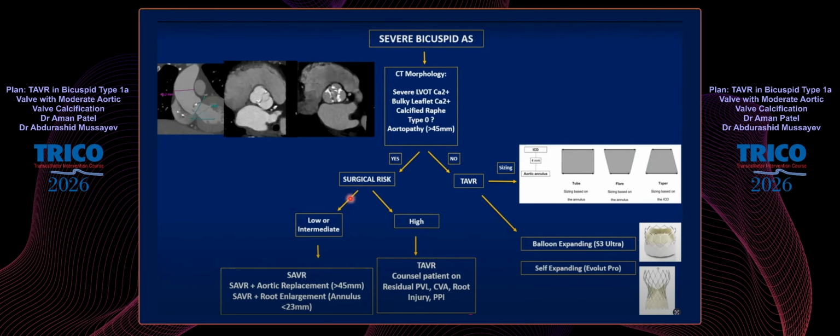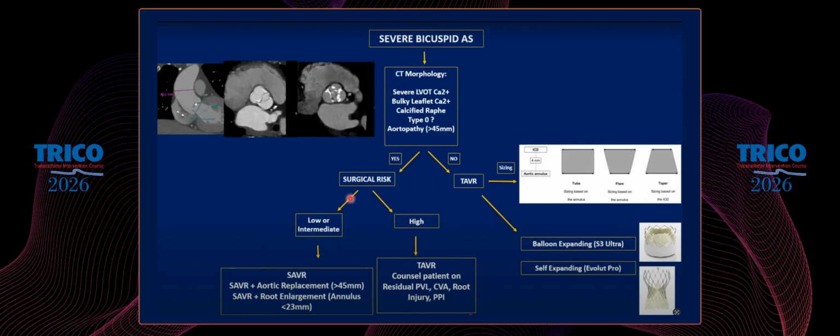So this is a simple flow chart, a very important take home point: when you have a bicuspid aortic valve patient, you get a CT scan done. You look at LVOT calcification, leaflet calcification, and raphe calcification. If there is severe raphe calcium, severe LVOT calcium, severe leaflet calcium, or if there is aortopathy, then you don't think about TAVR in the first go. You think about surgery. Then you determine the surgical risk.